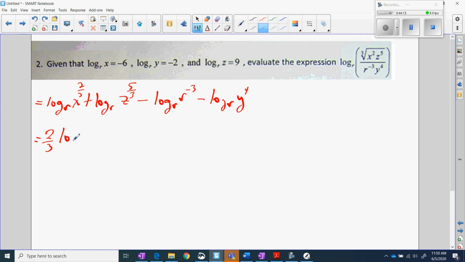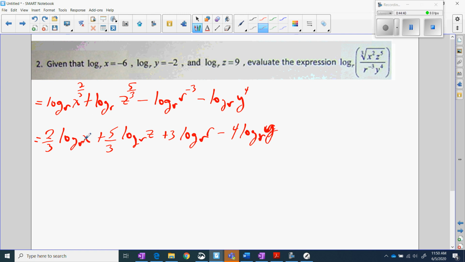2/3 log of x to base r plus 5/3 log of z to base r minus a minus 3, so that's really going to become plus 3 log of r to base r, take away 4 log of y to base r, so y. Now you can make your substitution.